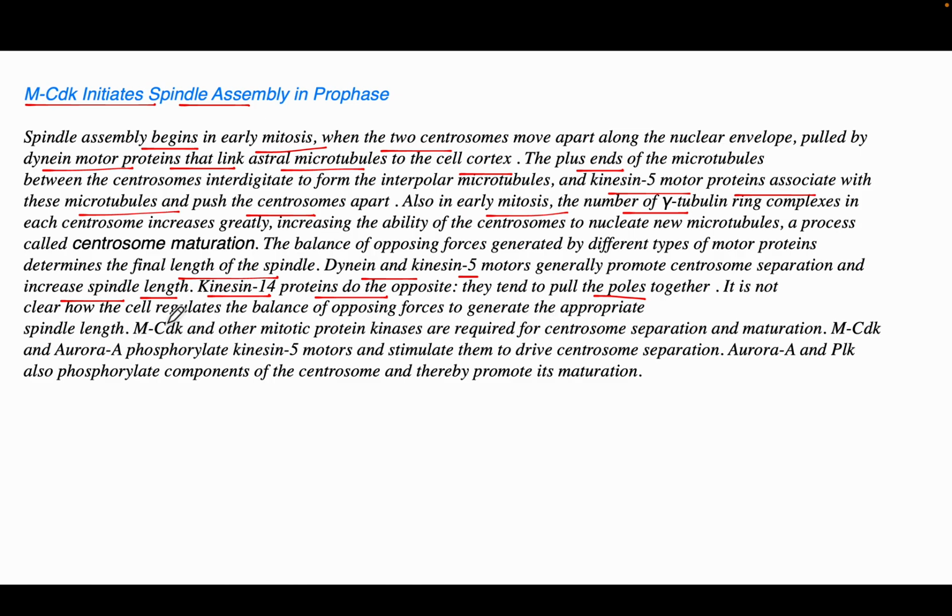appropriate spindle length. Here we'll discuss the role of M-CDK and other mitotic protein kinases that are required for centrosome separation. They basically ensure that the two centrosomes will separate and then mature. M-CDK and Aurora phosphorylate kinesin-5 motors and stimulate them to drive centrosome separation. Aurora A and PLK also phosphorylate components of the centrosome and thereby promote maturation. This maturation happens during prophase, and M-CDK plays a major role in it.